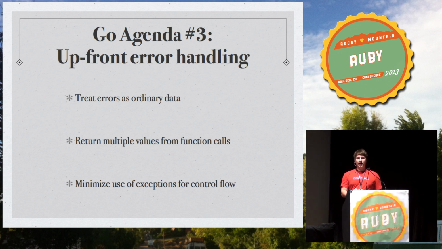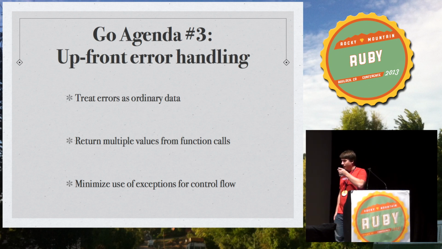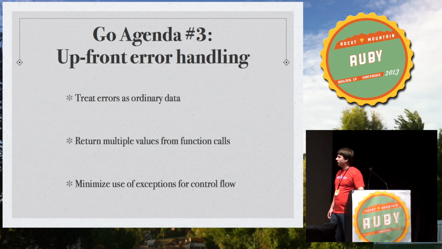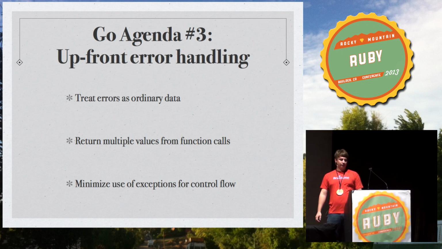But yeah, so Go agenda number 3, upfront error handling. I think this will actually be by far the most controversial point. Treat errors like ordinary data. Minimize the use of exceptions for control flow. And tactically, the way we'll almost always do this is just have multiple return values. So often in Go, when I call a function, I get back the result of the function and an error. Then I check if the error was nil. If it wasn't nil, I have to somehow handle it. And if it was, I just keep going on with my life.